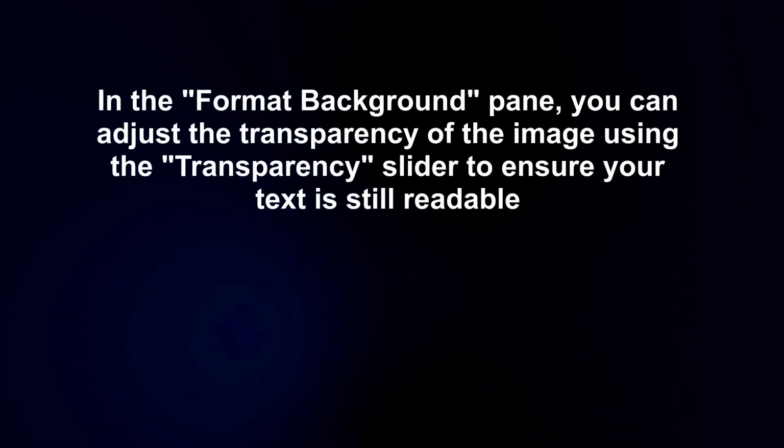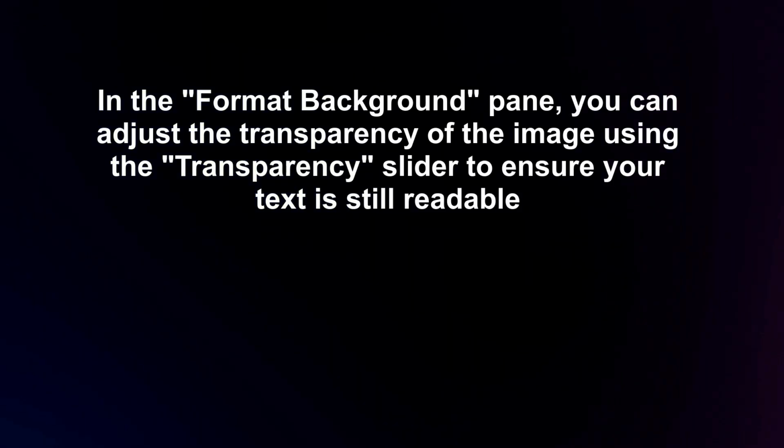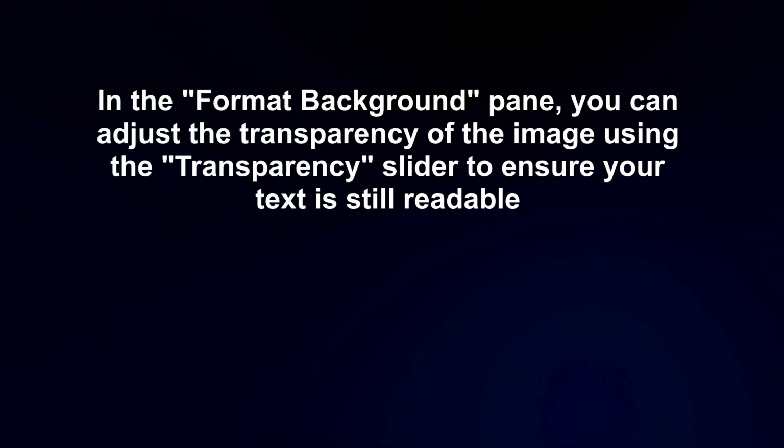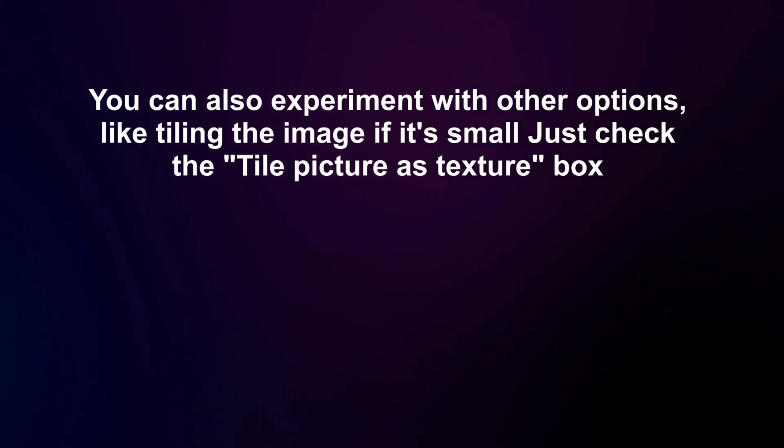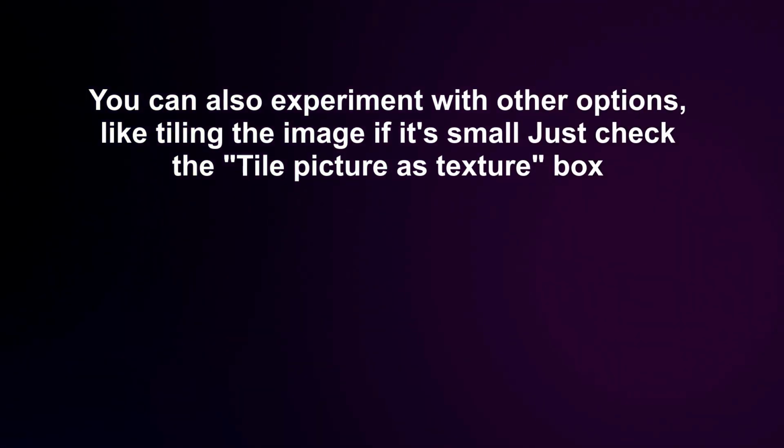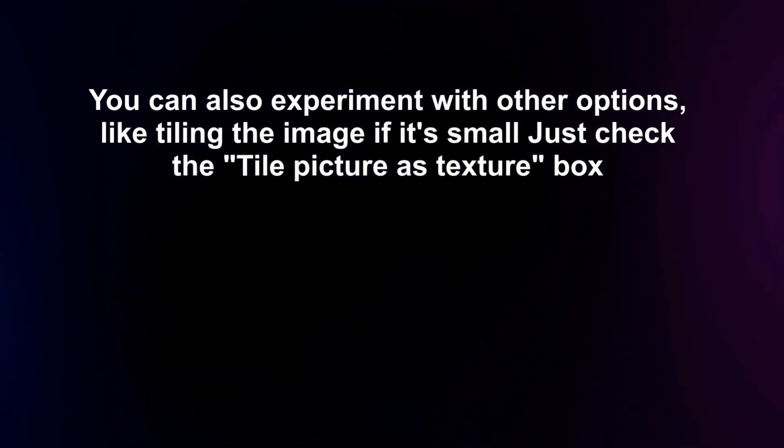In the Format Background pane, you can adjust the transparency of the image using the transparency slider to ensure your text is still readable. You can also experiment with other options, like tiling the image. If it's small, just check the Tile Picture as Texture box.